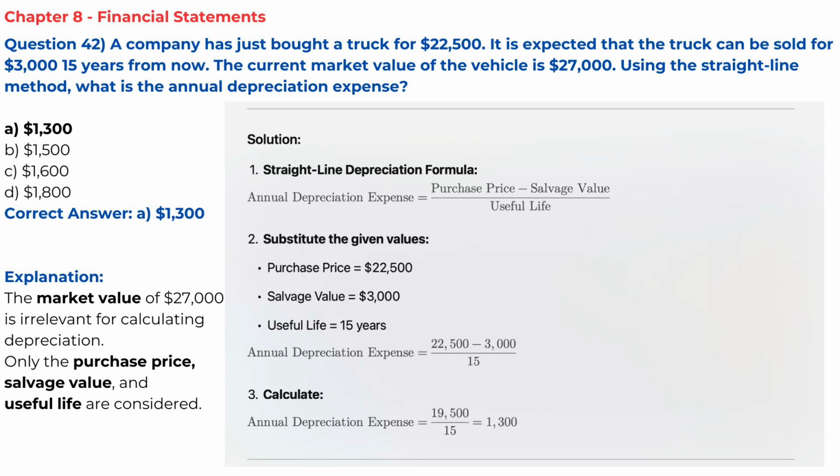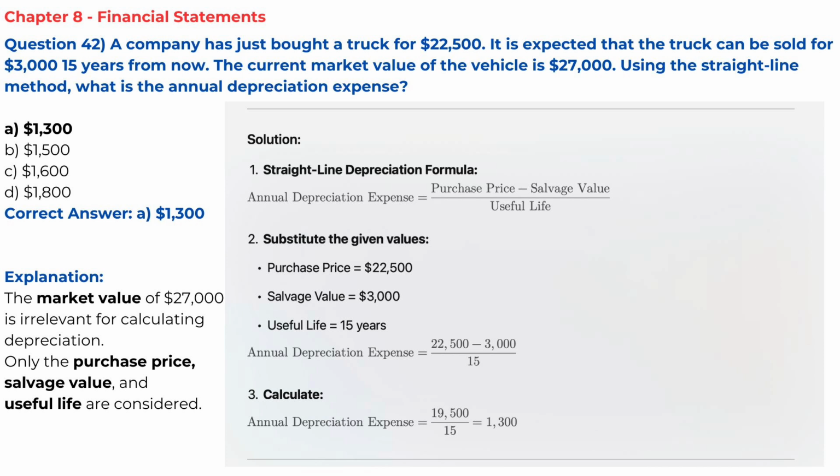Step 2. Substitute the given values. Purchase price equals $22,500. Salvage value equals $3,000. Useful life equals 15 years. Annual depreciation expense equals 22,500 minus 3,000 divided by 15. Step 3. Calculate. Annual depreciation expense equals 19,500 divided by 15 equals 1,300. Correct answer A, $1,300. Explanation.